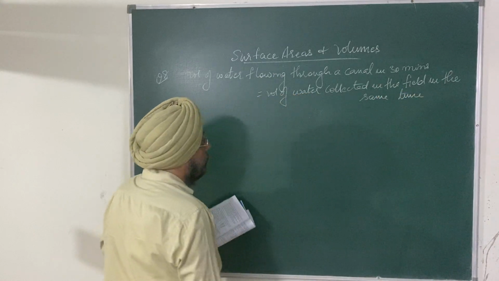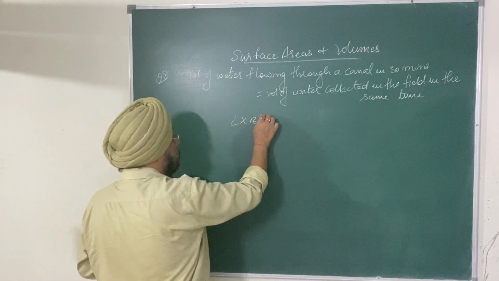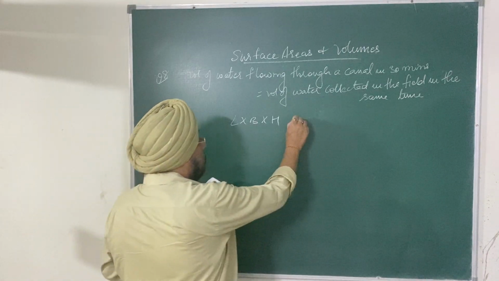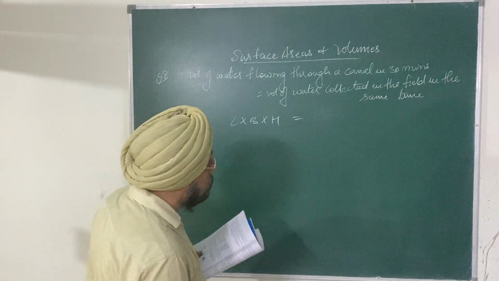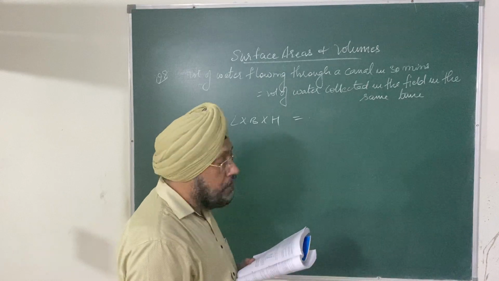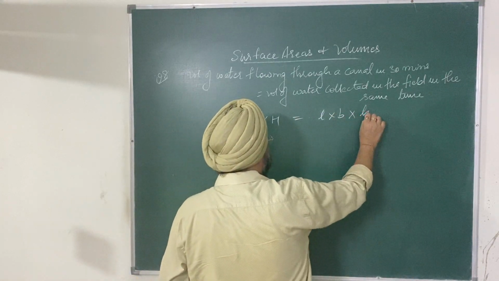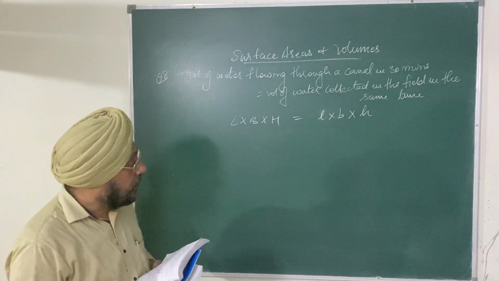So since the canal is the shape of a cuboid, the volume of water flowing in the canal must be equal to L into B into H, which is equal to the volume of water collected in the field. Since the field has water up to a height of 8 centimeter, the volume of water in the field must be equal to L into B into H.